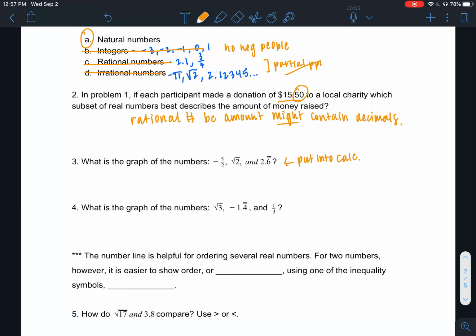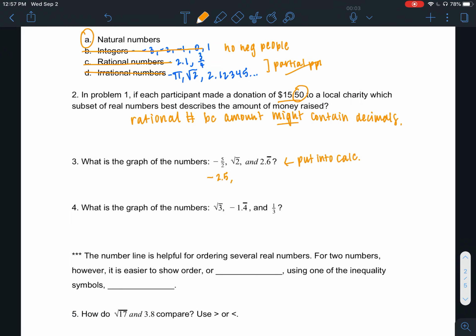So negative 5 halves is negative 2.5. Radical 2, off the top of my head, I don't know it. I don't have my calculator here. If you type the square root into a calculator, it's about 1.41, and it keeps going. And then 2.6 repeating is just 2.6 repeating.